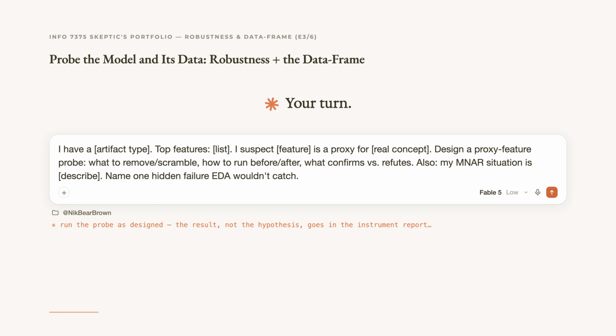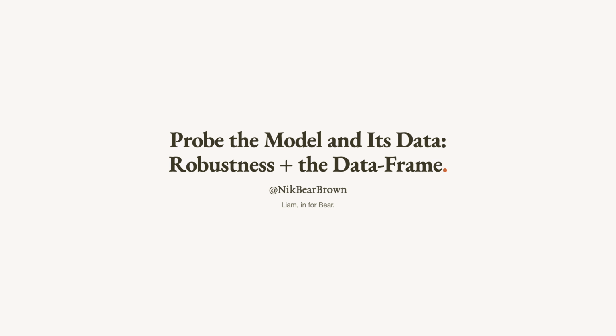After you get the probe design and the MNAR failure, run the probe as designed. The result, not the hypothesis, goes in the instrument report. Probe the model and its data, robustness plus the data frame.